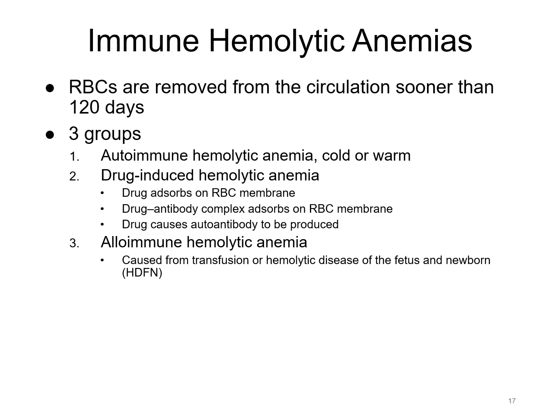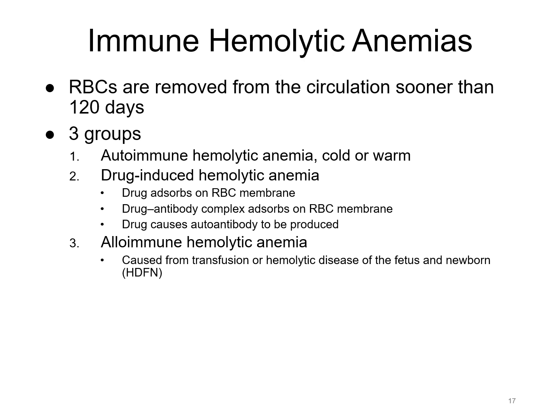With your immune hemolytic anemias, within this patient population, usually your red blood cells are removed from circulation a lot sooner than those 120 days. So they're constantly having low hemoglobins. Now, they can be divided into three groups. You have the autoimmune hemolytic anemia, as well as the cold and the warm, which are grouped in this autoimmune category.